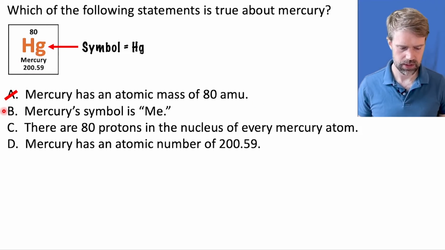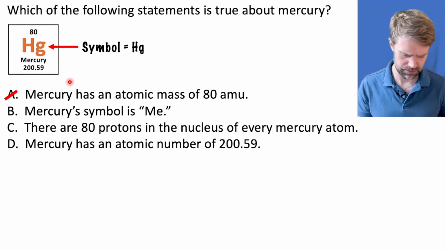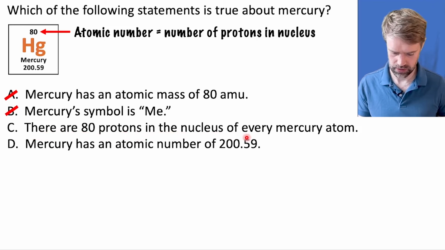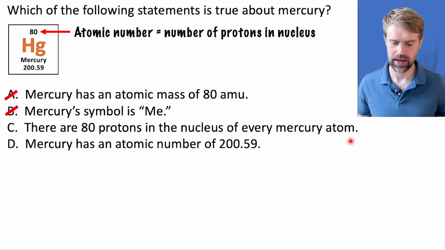Choice B says Mercury's symbol is Me. Well, come on. That's an easy one. The symbol for mercury, you can see right on the periodic table square here, is Hg. So B is a gimme. Get rid of it.